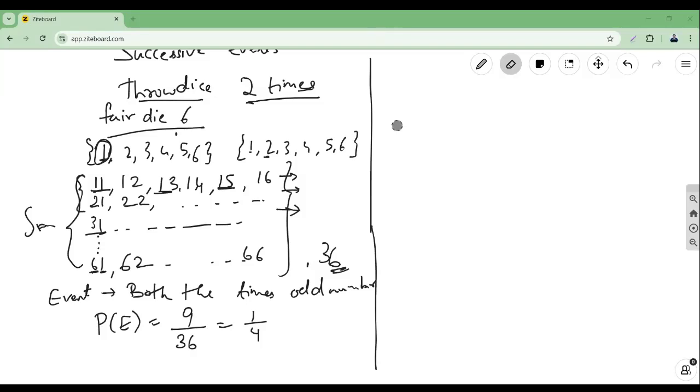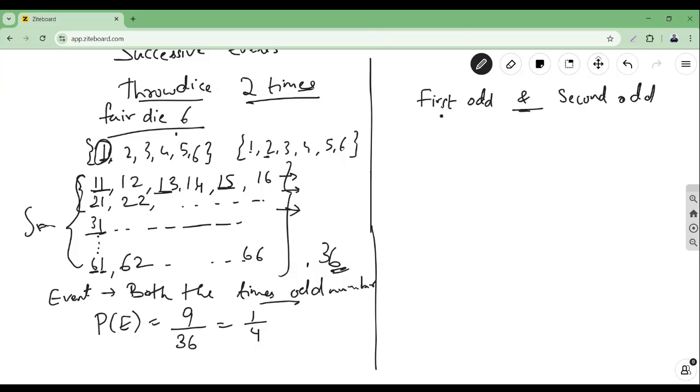One way was to write all the sample space possibilities, take the event, count the number of outcomes and write it. There's another way of doing it. What is the other way? When I'm throwing this dice 2 times, and I want an odd number both times, the first time is an odd number, and then the second time is an odd number. So it is an "and" relationship here: first odd number and second odd number.